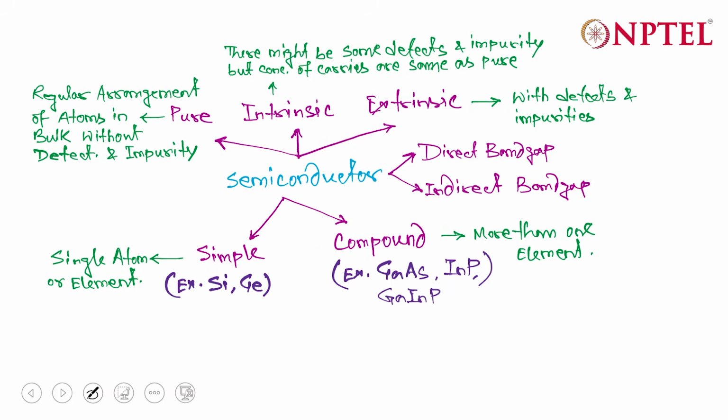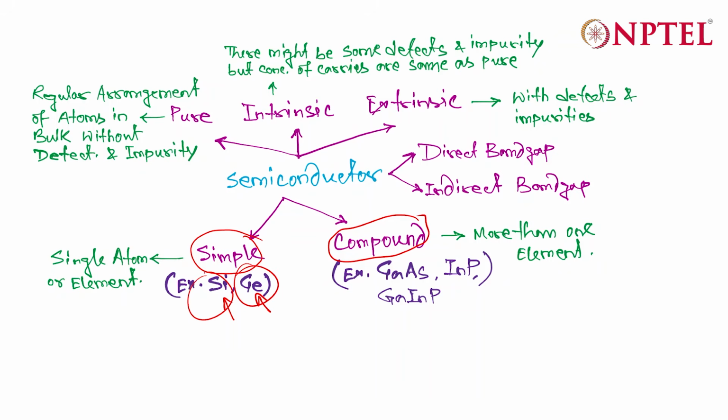Now let us see what are the different types of semiconductors. Semiconductors can be classified in different ways. First classification is a simple semiconductor and a compound semiconductor. The simple semiconductor means a single atom or element. For example, silicon and germanium are semiconducting materials with only one element and one type of atom in the material. So these are simple semiconductors.